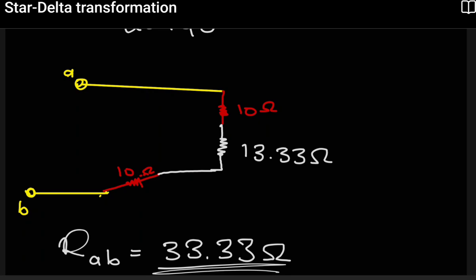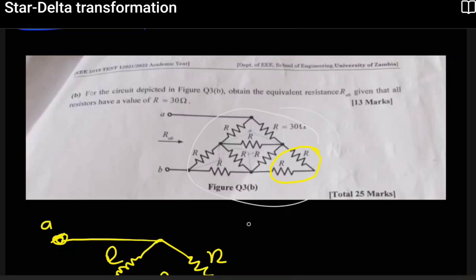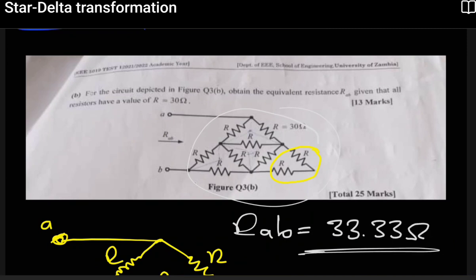And there we have it. We have worked out something that looked as complicated as this, and our answer came out as RAB is equal to 33.33 ohms. So that's how we were supposed to do it. 13 marks for all that.